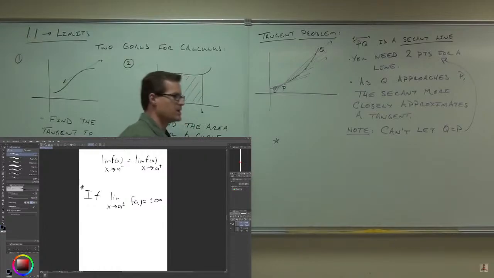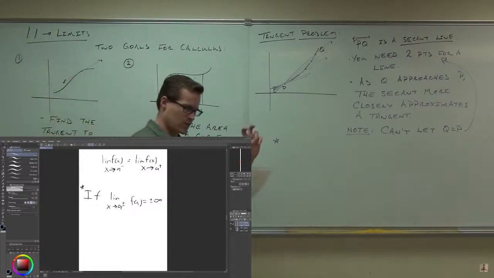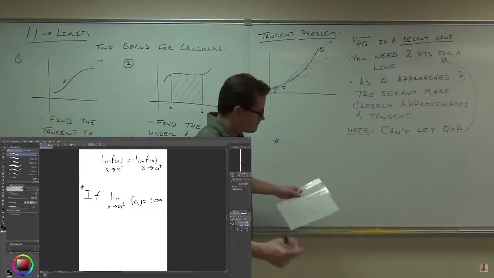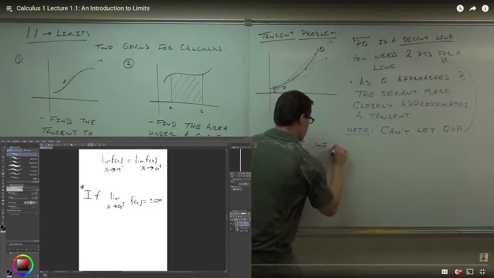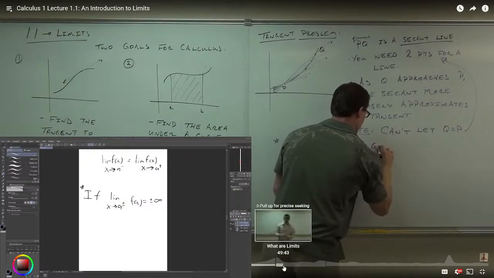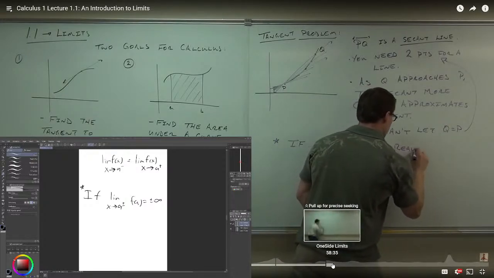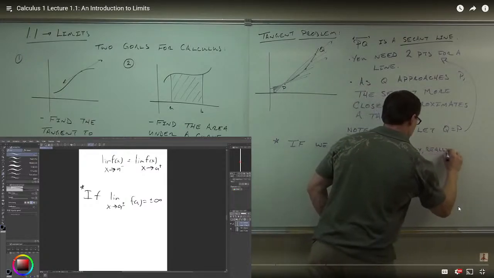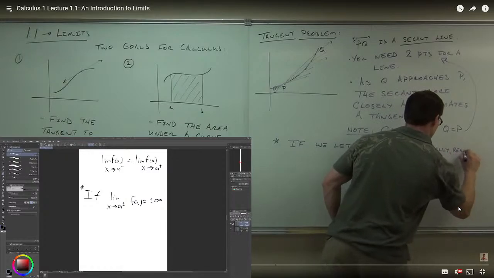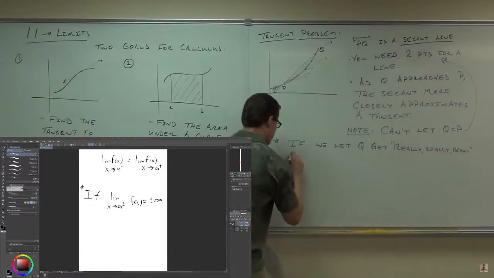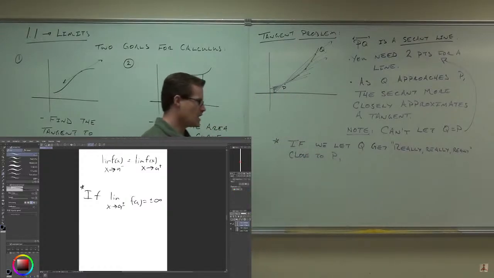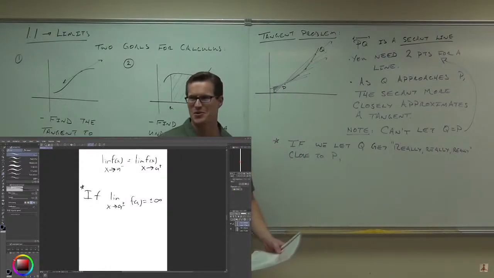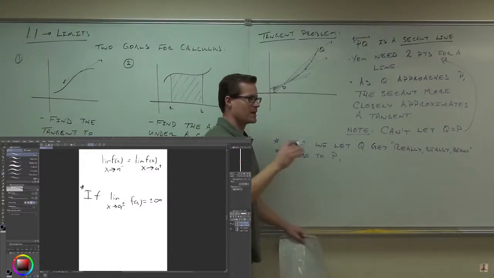That's the whole idea. So the big picture for our limits is, if we let Q get really close to P, the secant will be identical to the tangent. That's it. Or approximately so close it doesn't matter. If we let Q get really close to P, I'll use a more mathy word for that in just a minute, the secant will be identical to the tangent.